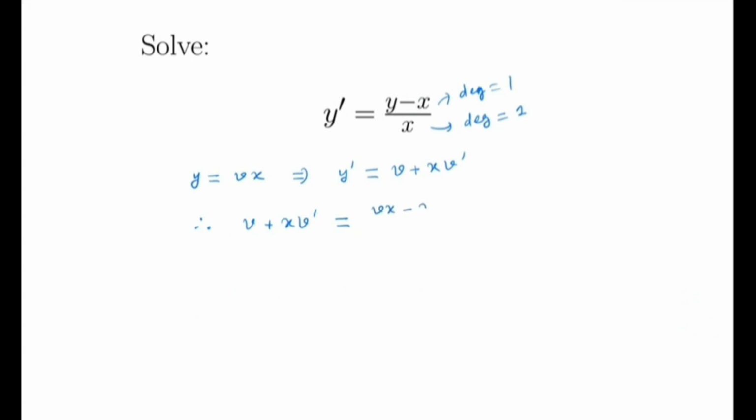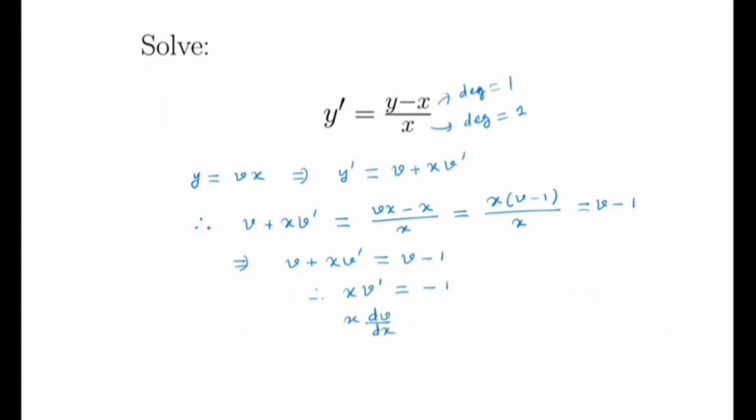So we have x times (v - 1), and in the denominator it is x. So it is nothing but v - 1. So we get v + xv' = v - 1. So by cancelling v, xv' = -1. So x dv/dx = -1.